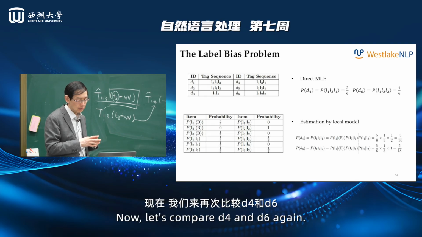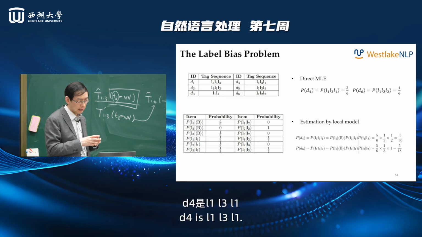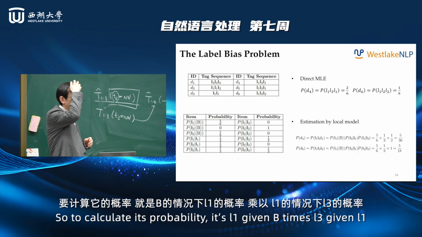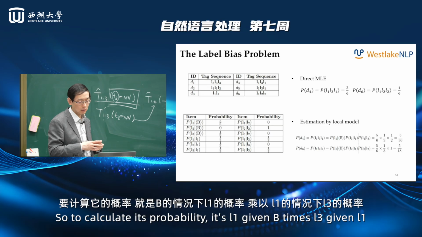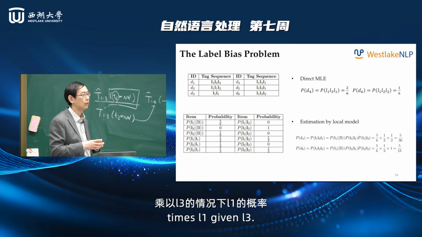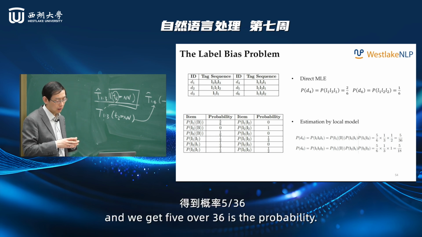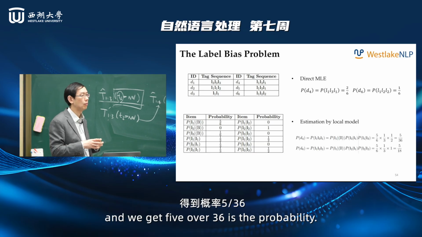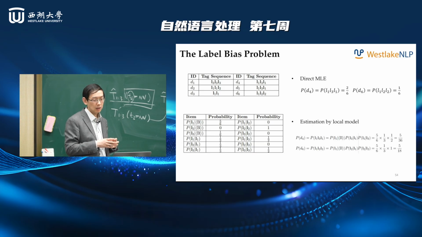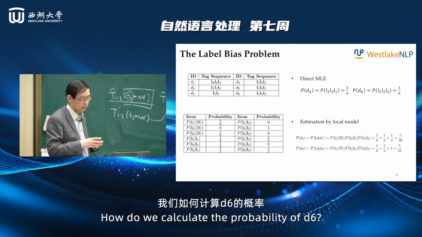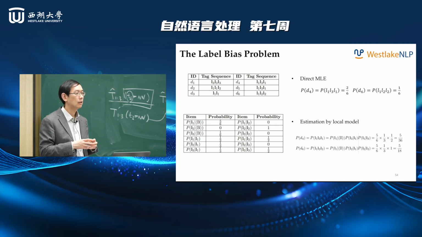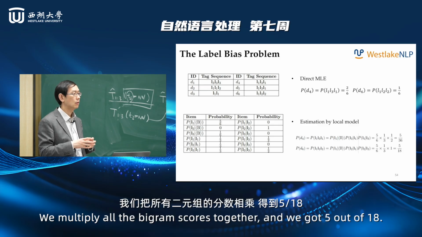Now let's compare D4 and D6 again. D4 is L1, L3, L1, right? So to calculate its probability, it's L1 given B times L3 given L1 times L1 given L3, right? Let's just take the 3 cells from the table, and we get 5 over 36 as the probability. How do we calculate the probability of D6? We do the same, right? We multiply all the bigram scores together, and we got 5 out of 18.